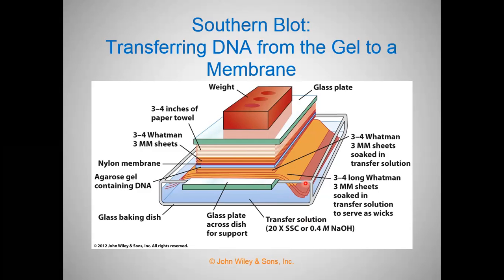Upon that particular glass plate, long Whatman filter paper sheets will be placed. Upon these sheets, a nylon membrane sheet will be placed, and upon this nylon sheet, again we add Whatman filter papers, 3 mm sheets, about 3 to 4 sheets. And again upon this, 3 to 4 inches of paper towels, and again a glass plate and the weight.